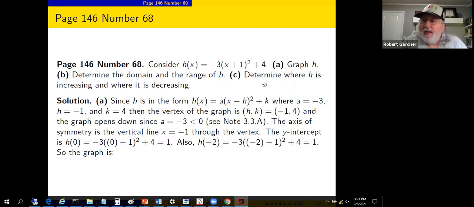K is easier, K is just 4. So we get A equals -3, H equals -1, and K equals 4. The vertex, as we saw in the note, occurs at (H, K). H is -1, K is 4. There's the vertex. The graph opens down, as we said, because A is negative.